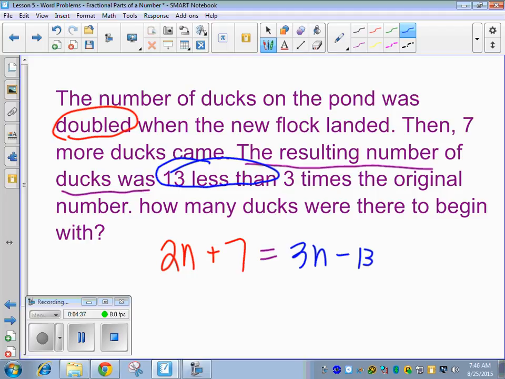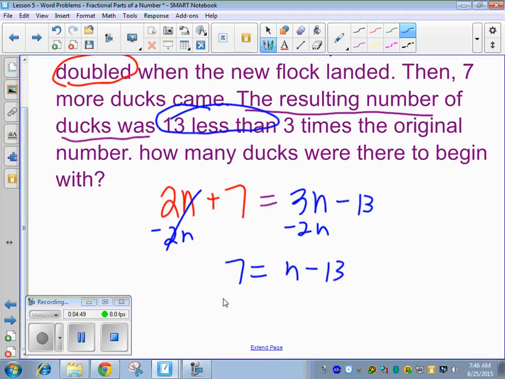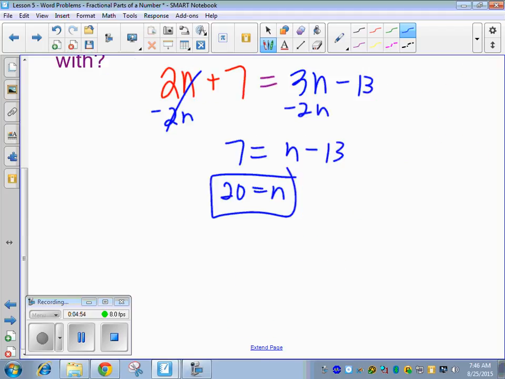And now we're just going to solve. I'm going to subtract 2n this time. So I'm canceling the n's on this side. So I have a positive 7 equals 1n minus 13. And then I'm going to add the 13 over. And we get 20. Oh, by the way, on all these problems, we should label our answer 20 what? Ducks.